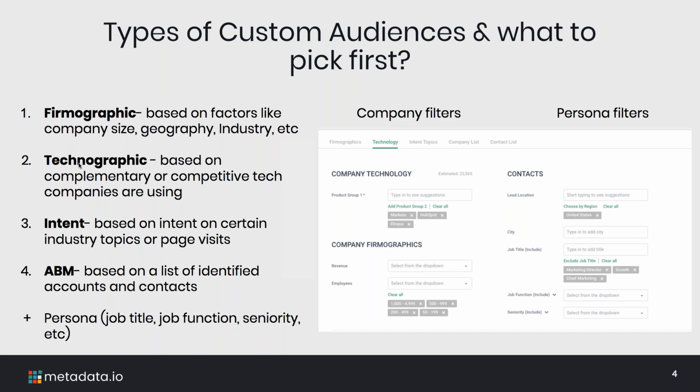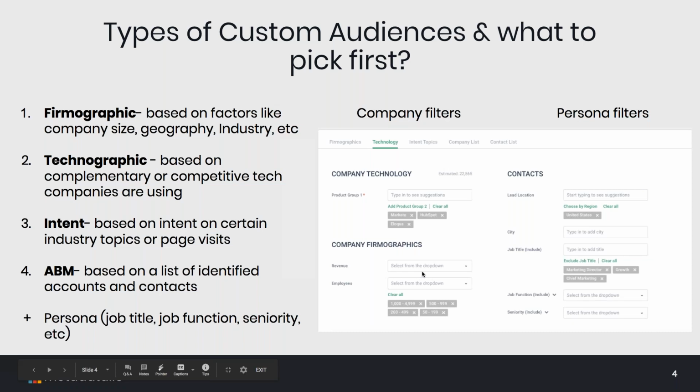The next type of audience is technographic, and this is an audience that's based on complementary or competitive technologies that companies can be using. So in my example here, I'm trying to build a custom audience actually for metadata ourselves. So I'm looking for companies that are either using Marketo, HubSpot, or Eloqua and are 50 employees and above.